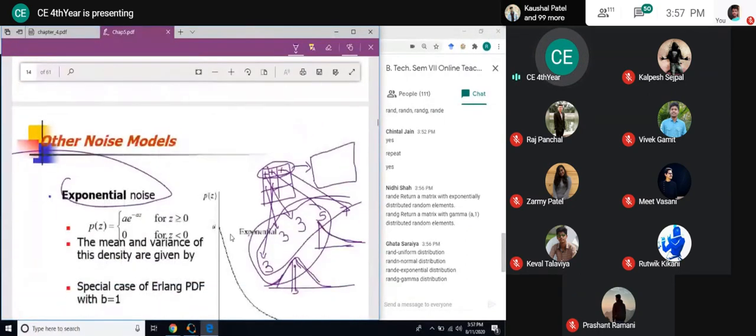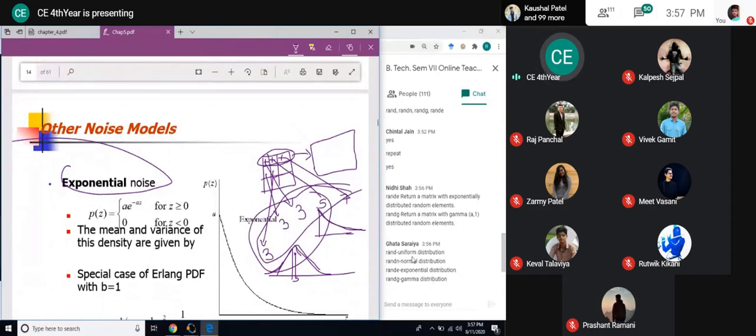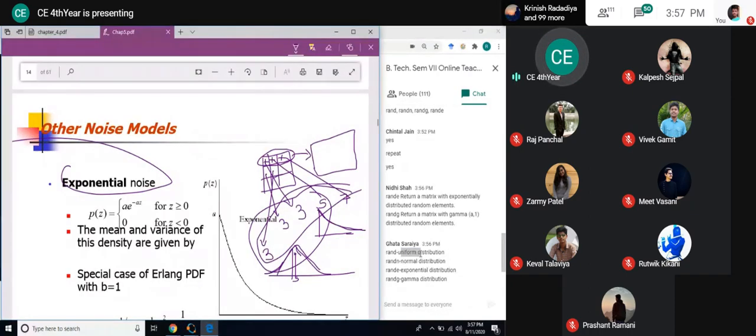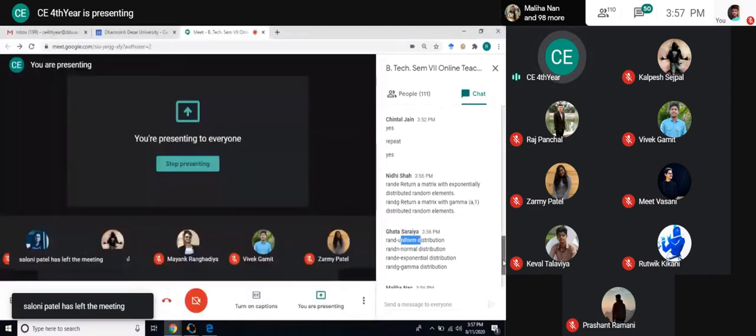Okay. Beta says rand function is for the uniform distribution. True. Randn is for the normal distribution. Normal distribution is nothing but the Gaussian distribution. So that is true. Rande is for the exponential distribution, and randg for the gamma distribution. All of that is correct.